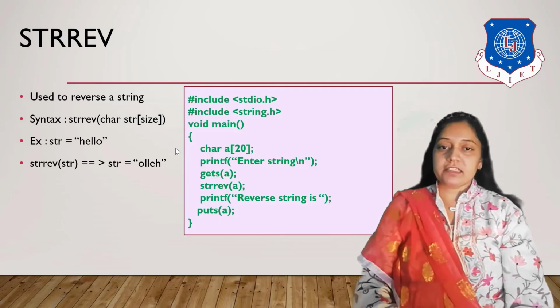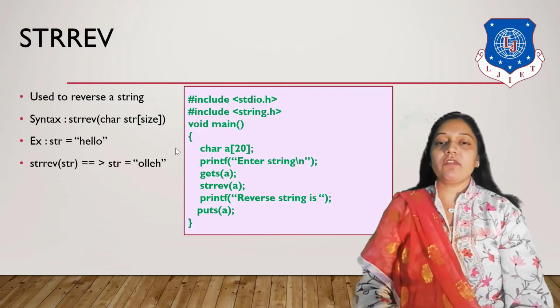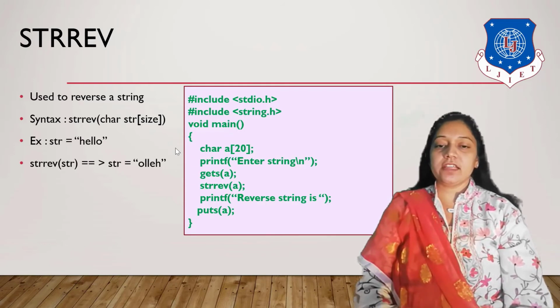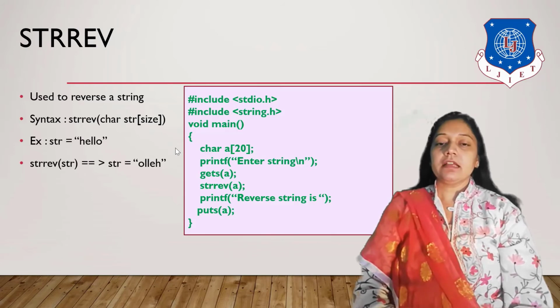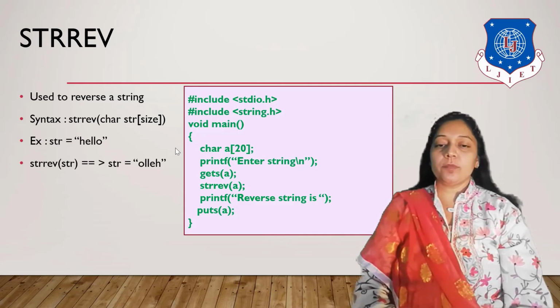So the program is very simple. Simply declare a character array a, input the value inside this a, that is, initialize this array a using gets(a). Then use the string reverse function strrev and pass the character array a. The result will be stored back in a itself. So we'll display the value of a: printf reverse string is, puts(a). So the result we get is in the a string only.